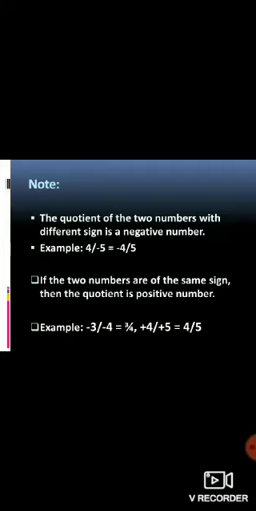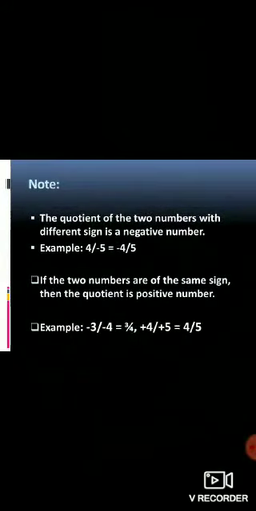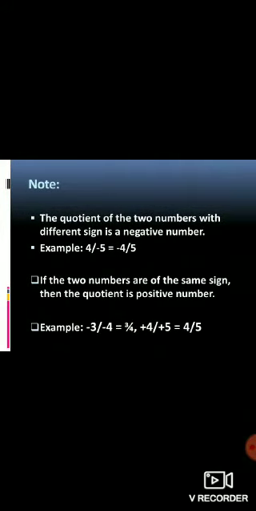If the two numbers are of the same sign, so the numerator and denominator are both negative or both positive, then the quotient is again a positive number. The example given is minus 3 by minus 4. The numerator and denominator are both minus, so the minus signs cancel, and we get 3 by 4, which is a positive rational number. And one more, plus 4 by plus 5, that is also both positive, the same sign, so again we get a positive number.